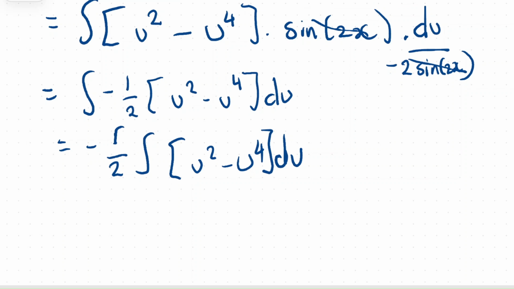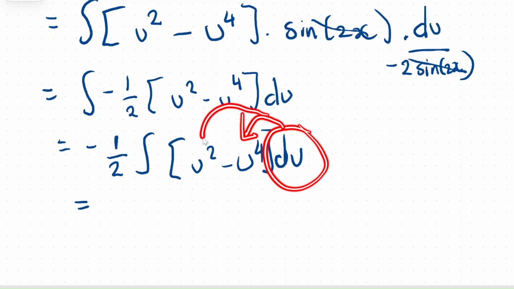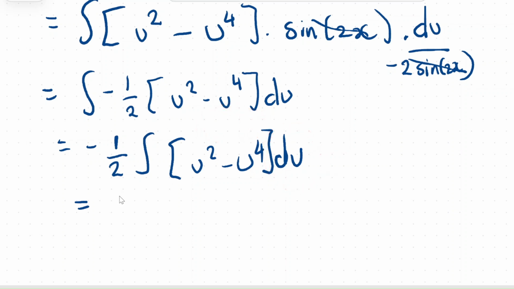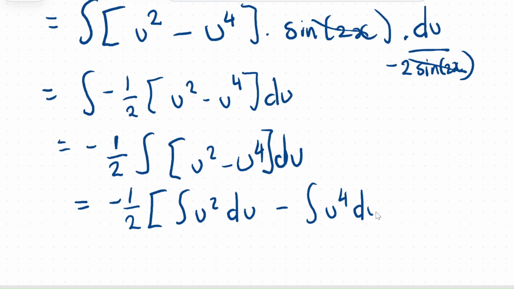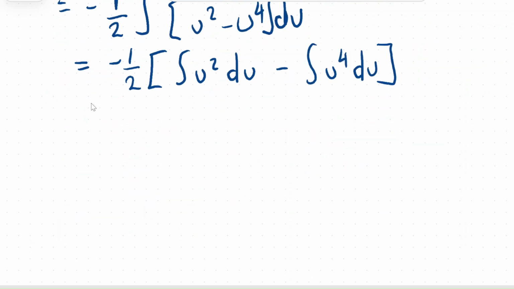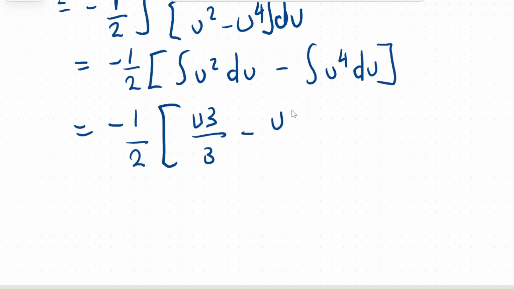But let's just rewrite the half properly, just so that it can be more clear. What we notice is that we can distribute the du, so that we can say minus half, integral of u squared du minus the integral of u to the power of 4 du, which would give us u cubed over 3 minus u to the power of 5 over 5.